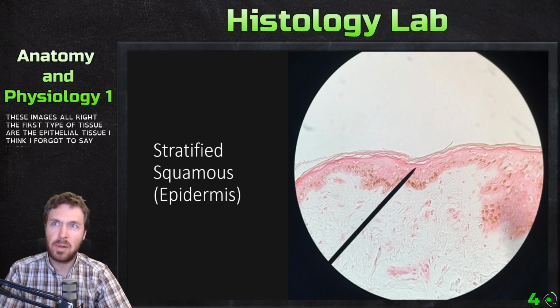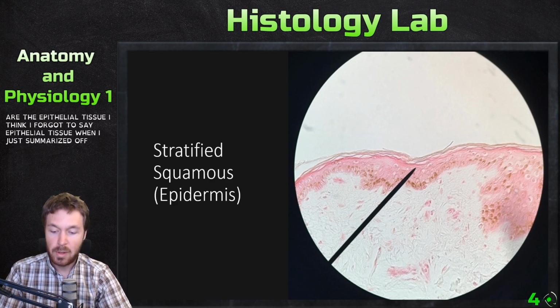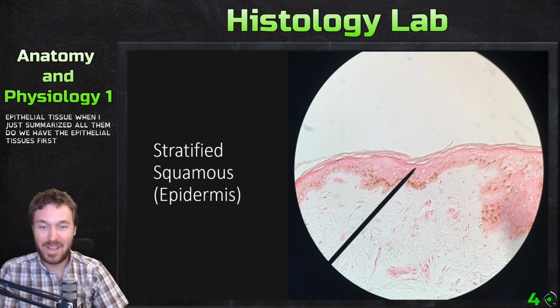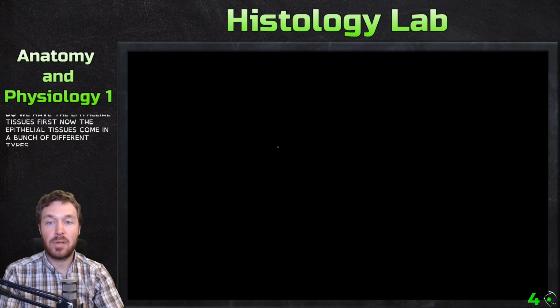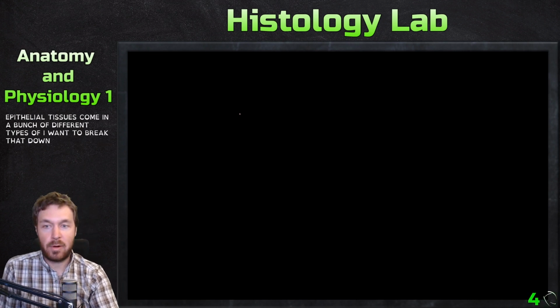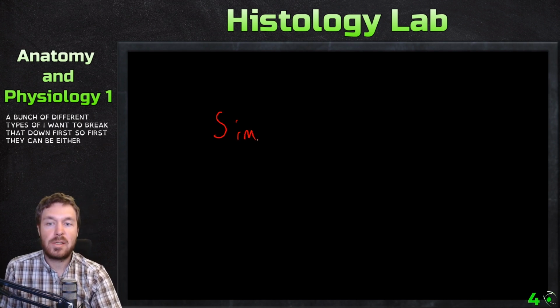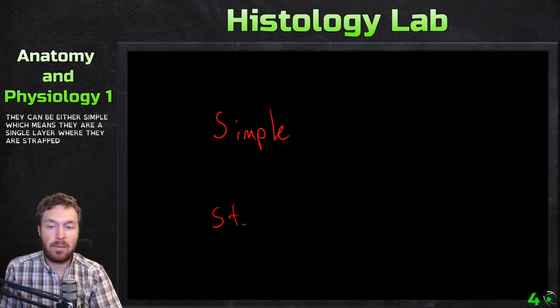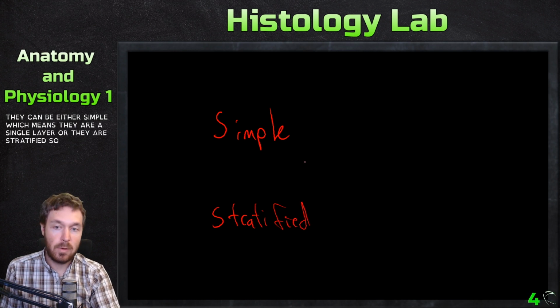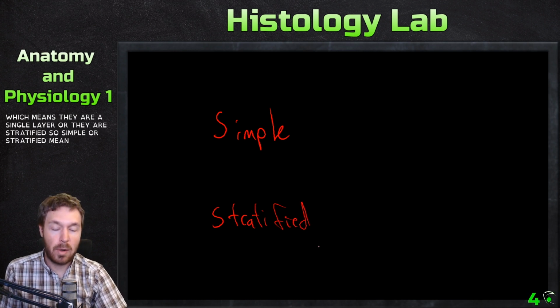All right, the first type of tissue are the epithelial tissues. I think I forgot to say epithelial tissue when I summarized all of them. The epithelial tissues come in a bunch of different types, so I want to break that down first. First, they can be either simple, which means they are a single layer, or stratified, meaning multiple layers.